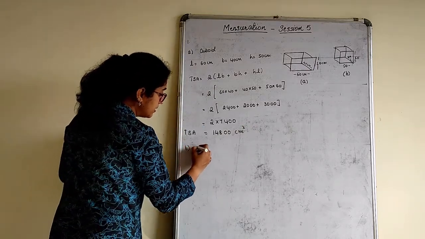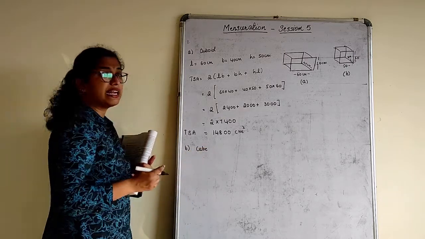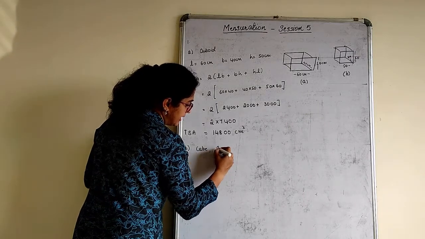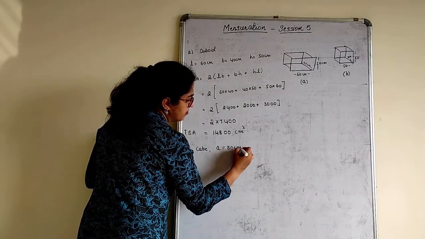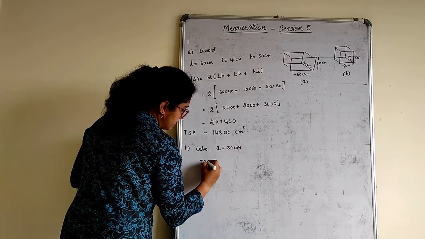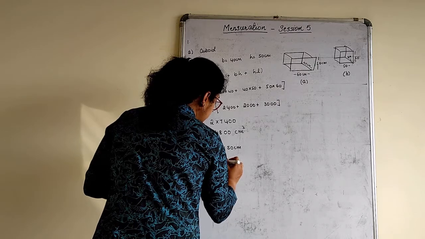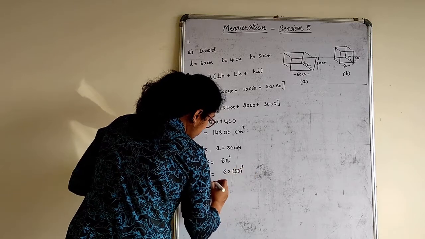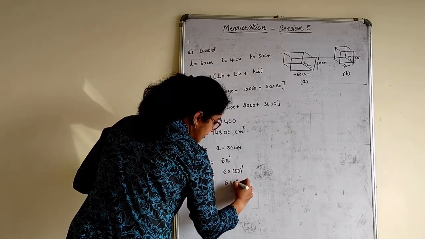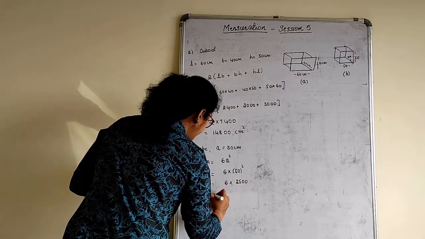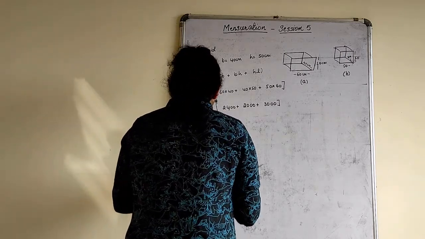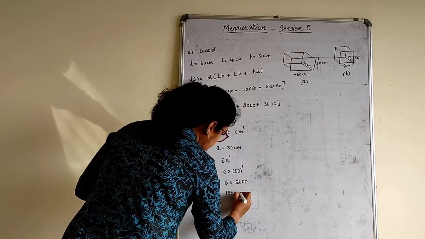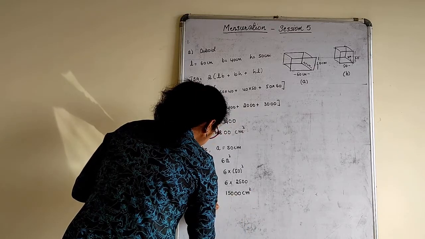Now the B part, I will write this as a cube. Even if you write it as a cuboid, length, breadth and height are the same. So I will write a is equal to 50 centimeter, all are equal. TSA is equal to 6 times a square, 6 times 50 square. 6 into 5 fives are 25, 2500, 25 sixes are actually 150, double zero, centimeter square.